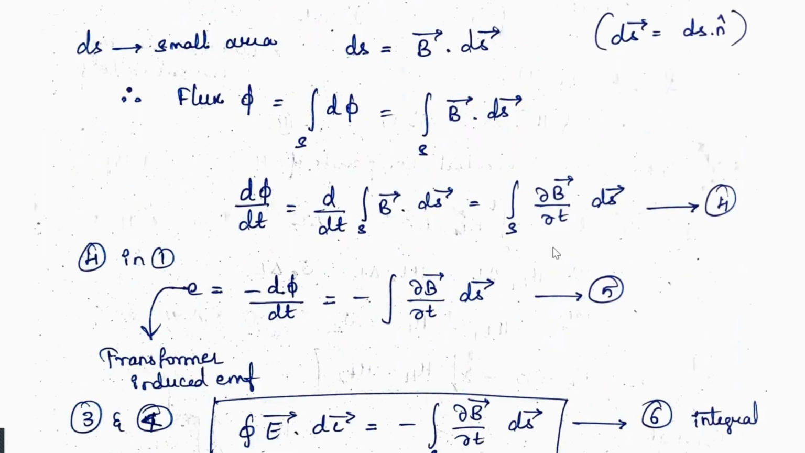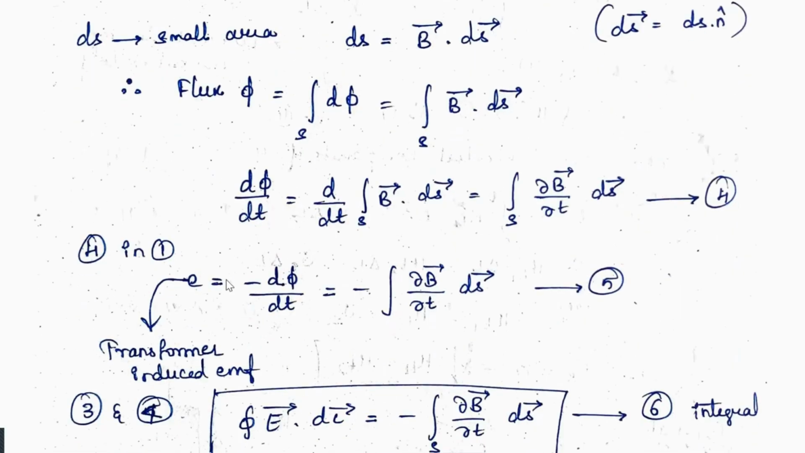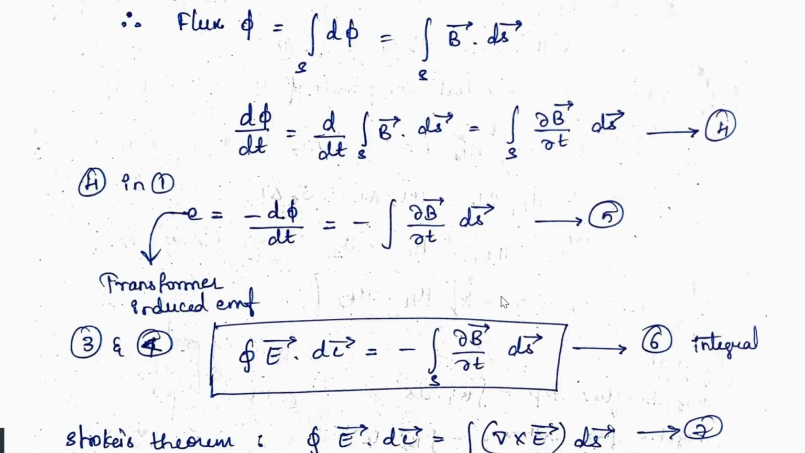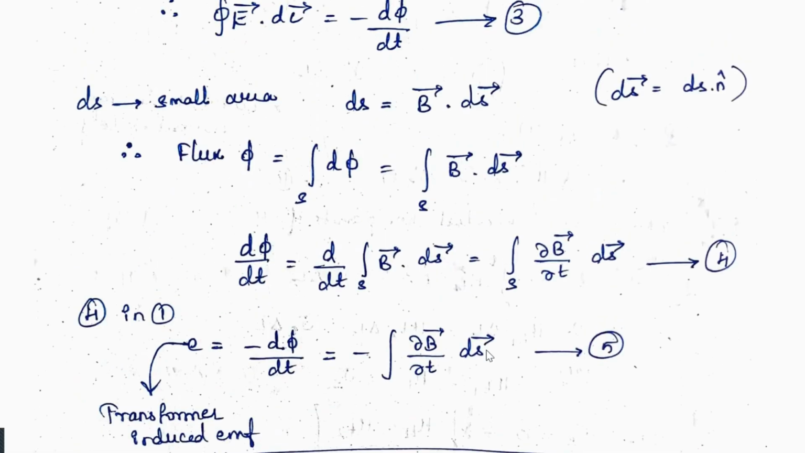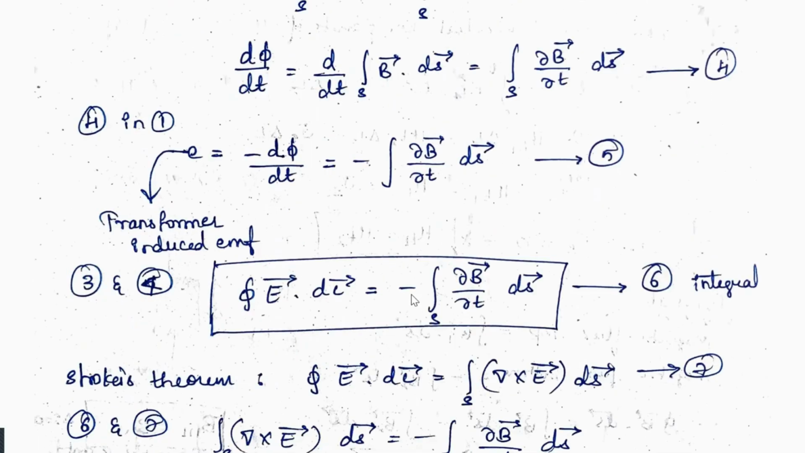So putting this fourth equation in equation number 1, that is our first equation, we get the induced EMF, the transformer induced EMF, equal to minus dφ/dt. Substitute this, that is the surface integral of ∂B vector divided by ∂t dot ds vector, which is my equation 5. So now by the third and fourth equations, equating those two, the integration of E vector dot dl vector will be equal to minus the integration of ∂B vector by ∂t dot ds vector. This is the integral form.